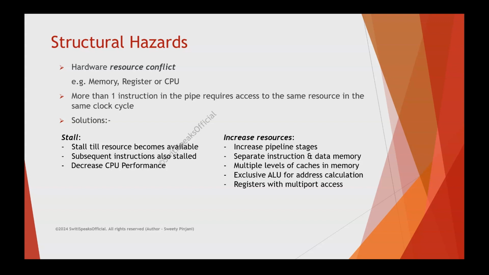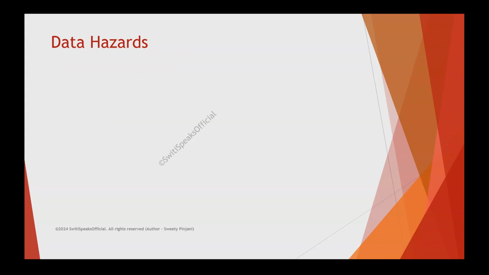So depending on your situation, you need to decide which solution works best for you. This is how we can resolve structural hazards. Now let's see data hazards. When does a data hazard occur? When an instruction's execution depends on the result of some previous instruction which is still in the pipeline. Say you have one instruction and the result of that instruction will be used by your second instruction. That is when your data hazard occurs.